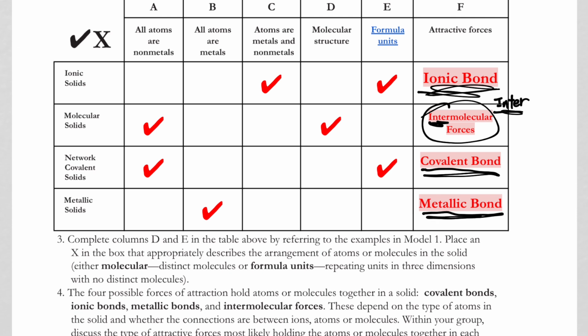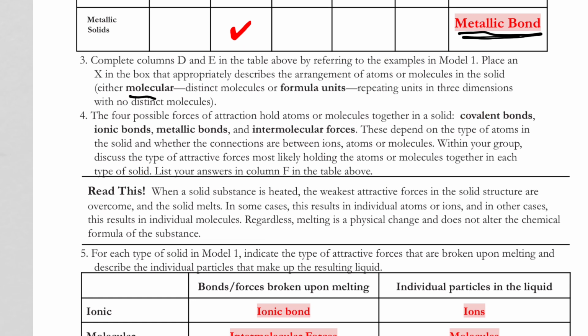So in this case, again, molecules are distinct molecules, as in they are functioning units, whereas formula units only represent a repeating unit in three dimensions with no distinct molecules. So essentially, you're either formula units, where there is a repeating ratio that is the same, or they're functioning as individual molecules, and that is the difference between the two.